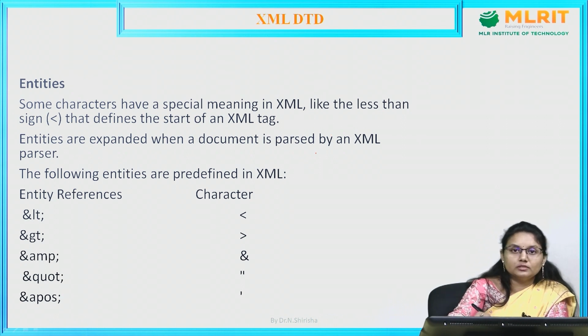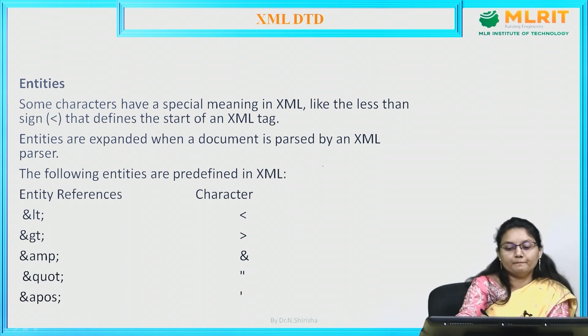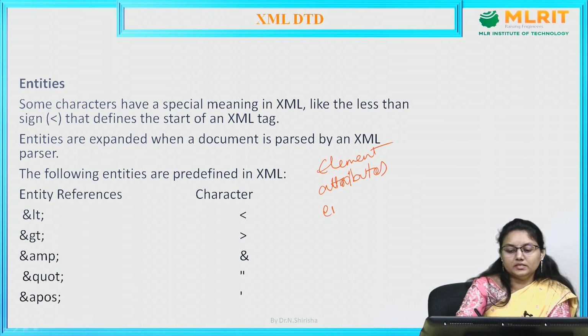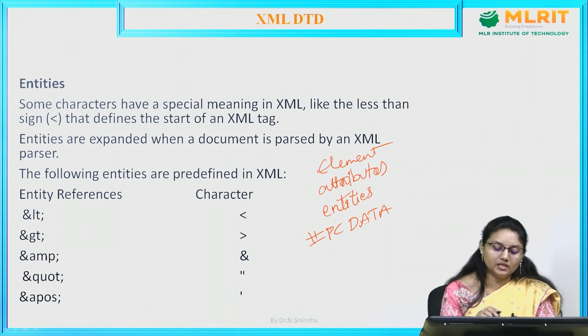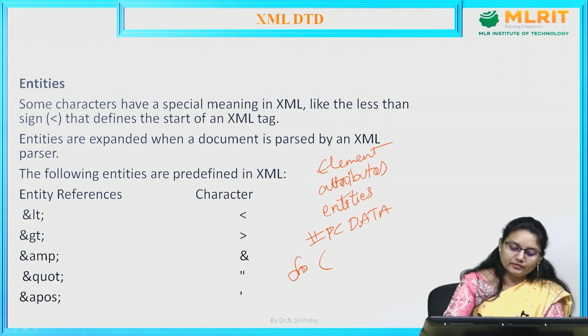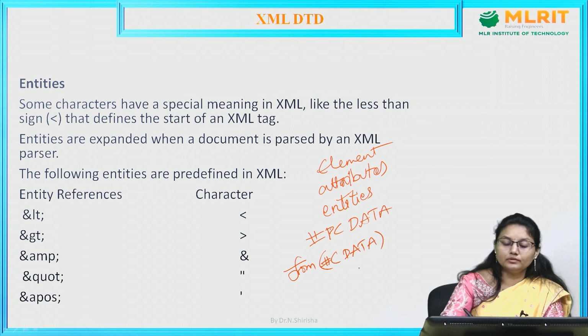So in this session, we have discussed what is an XML element, XML attribute, XML entities, PC data, and C data. PC data and C data are the things that you have to give inside the DTD structure. They should be prefixed by a hash symbol. Similarly, you can also give, say, hash C data. This is how you need to define that.